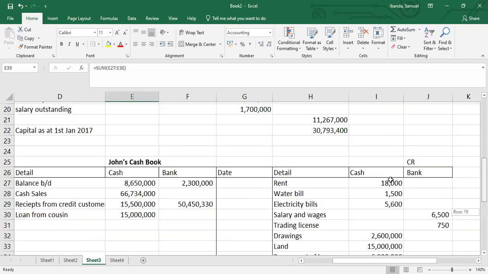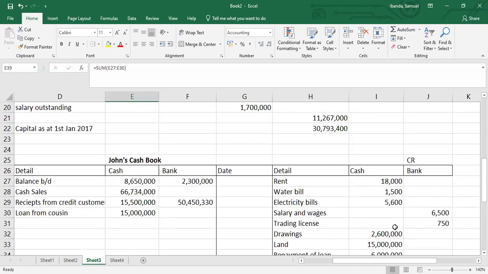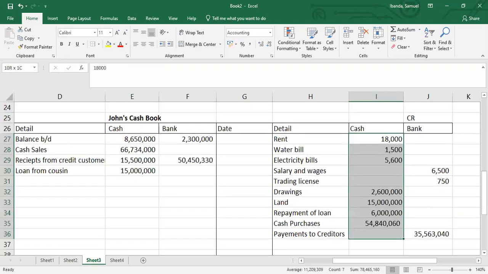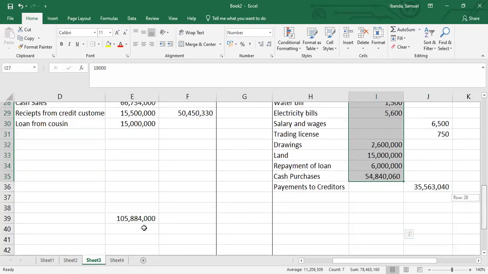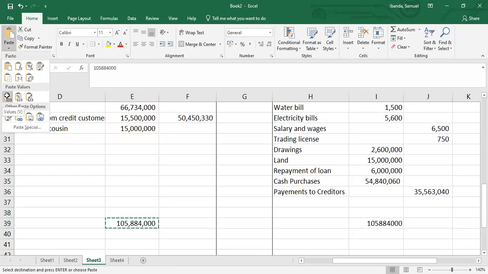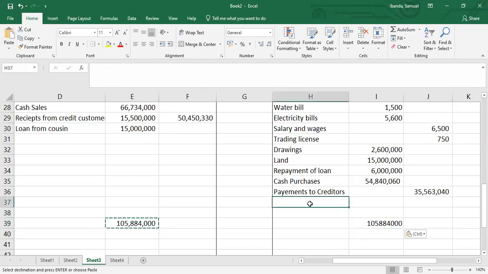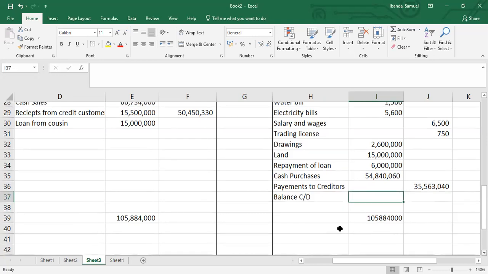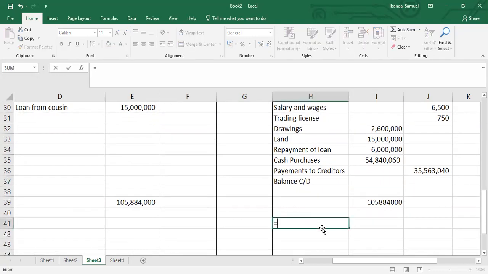I just calculate this and see. This is 78, okay? This is basically 78. So if I have this value here also under my cash, it means that I should have what? I should have a balance carried down. We should have the difference, okay? And for me to just calculate the difference, I'll just do something very fast here.